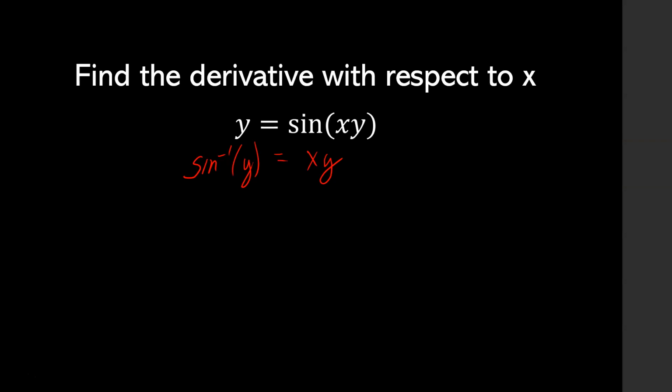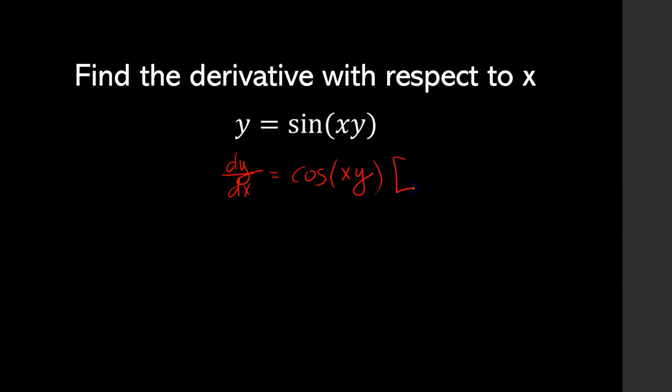That's really your only option, which means if we're going to find the derivative of y equals sine of xy, we need to use implicit differentiation. So the derivative of y is just dy dx. The derivative of sine of something is cosine of something. So we're actually using a chain rule twice here. Here's the first version.